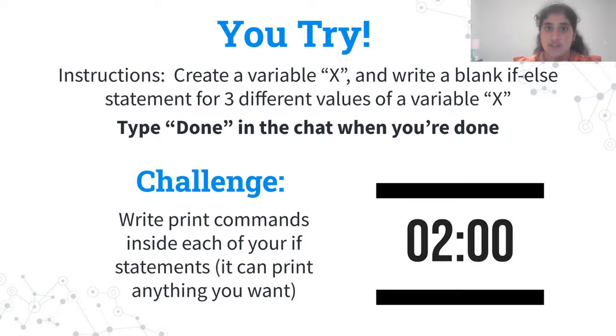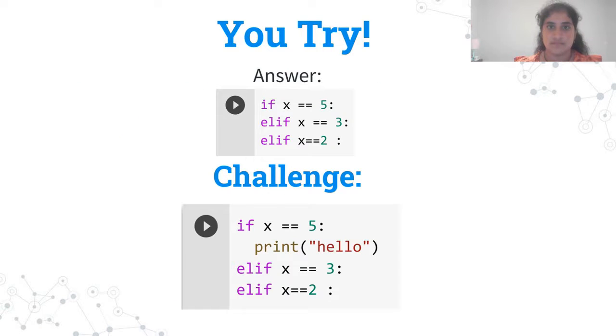Now it's your turn to try. Create a variable x and write a blank if-else statement for 3 different values of variable x. If you would like a challenge, you can also write print commands inside each of your if statements. You can print anything you want. You can pause this video if you need time to work on this activity. These are the answers to the U-Try and challenge.